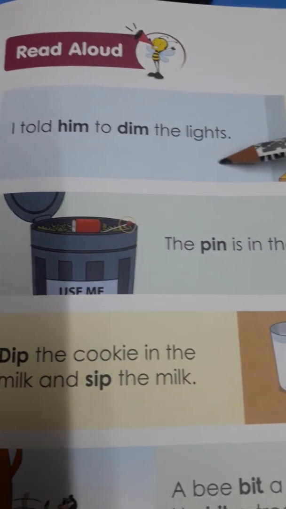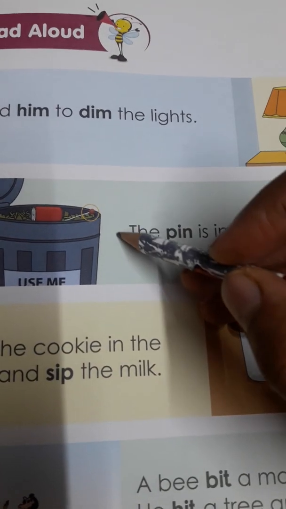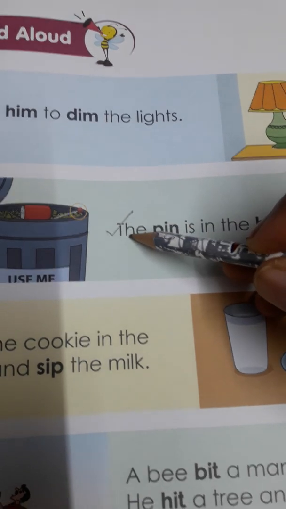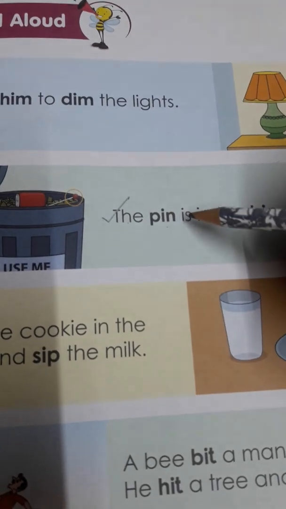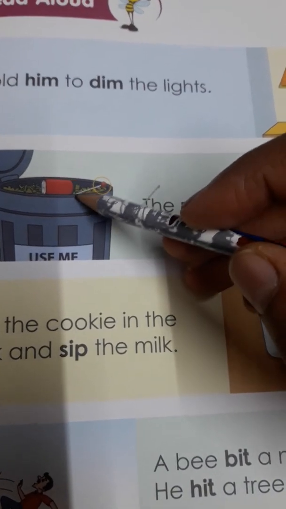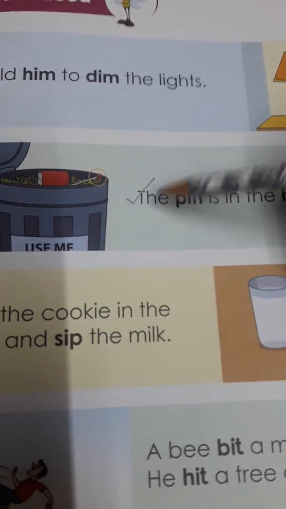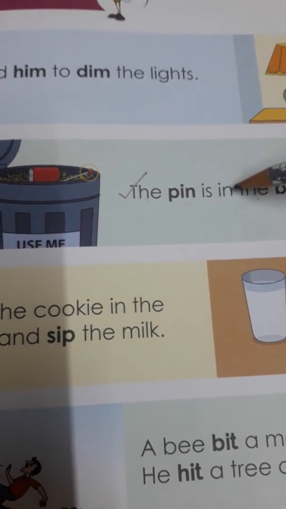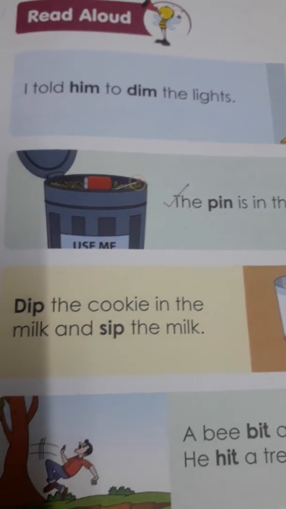So, look at these sentences. See this one. The pin is in the bin. माने यहाँ पे क्या है? बिन के अंदर एक पिन है. इसको कैसे पढ़ेंगे? The pin is in the bin.